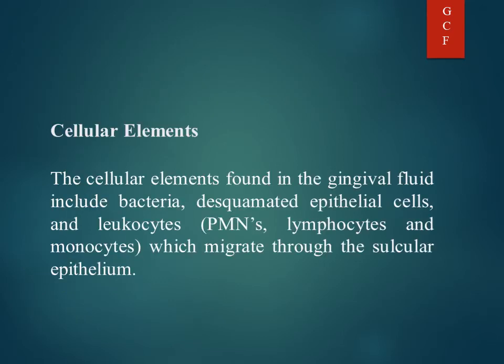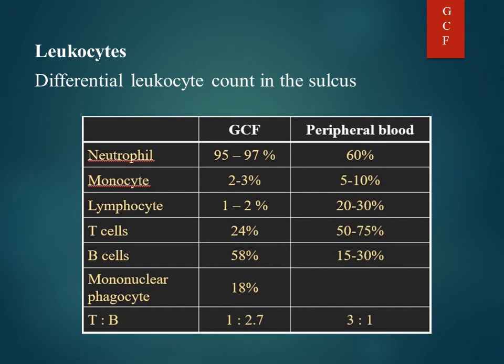So cellular elements, as we discussed, are bacteria, epithelial cells, and your defense cells. When you take your leukocytes, you can see this is a percentage distribution and a comparison with your blood smear. When you take the GCF, you have 95 to 97% neutrophils. When compared to your blood, it's only 60% in the blood. So they form the predominant cell. You can just go through the other cells also. Neutrophils are most predominant, followed by your B cells and your T cells.